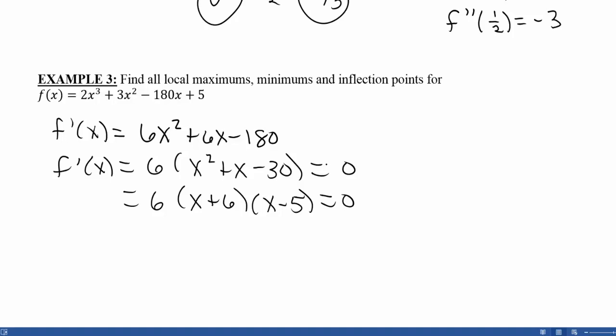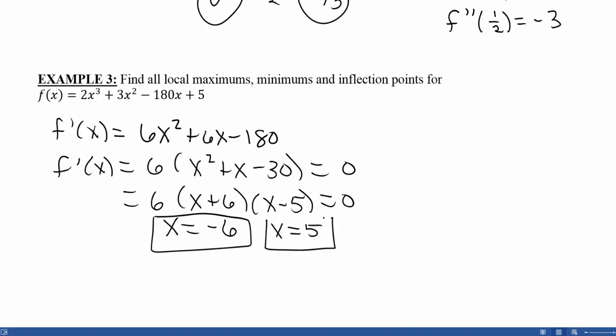So now I have 3 things multiplied together equals 0. That means one of them has to be 0. So we know that 6 doesn't ever equal 0. So I have 2 critical points here. I have x equals negative 6, which will make the first parenthesis 0, and x equals 5, which will make the second parenthesis 0. So I have 2 critical points, and I want to know whether they're going to give me local maximums, minimums, or neither. But since I also want to find inflection points, I can use the second derivative for all of that.